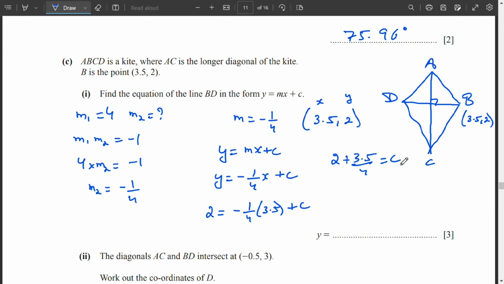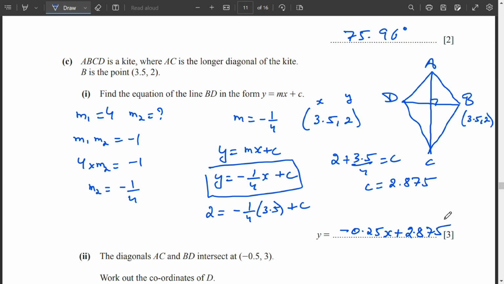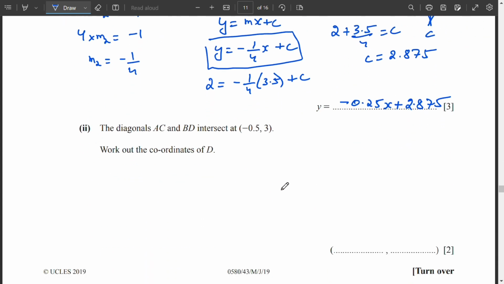If we put it in our calculator, 3.5 divided by 4 is 0.875, plus 2 is 2.875. So c is 2.875 and we can substitute the value of c in this equation. So y will be -1/4, if you want to write in decimal, that's fine, minus 0.25x plus 2.875. This will be the equation of the line BD. If you want to take it as a fraction, that's fine. Otherwise, the decimal form is also correct.